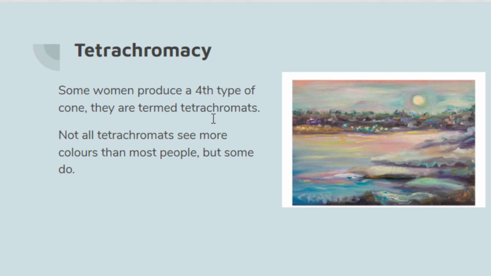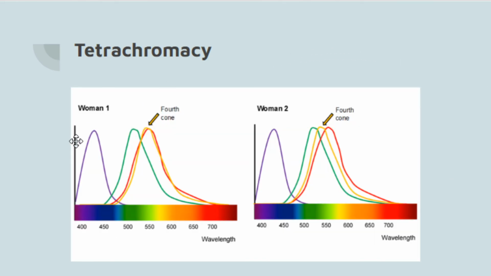So tetrachromats have another type of cone, and this is a piece of art by a tetrachromat who is trying to capture the vibrant colors that she sees in her art, which is kind of a cool idea. So we'll go to a diagram to explain this. Most people have the cone that detects short wavelengths, which is this purple line here. The green one, which is the mid wavelengths, and then the red one, which is the upper wavelengths. Tetrachromats have a fourth cone, this yellowish arc that we have here.